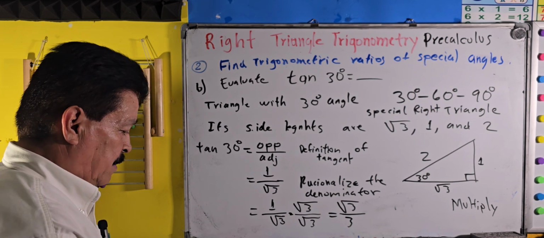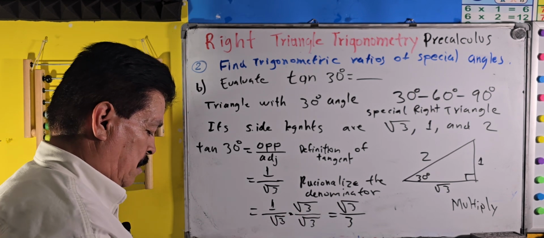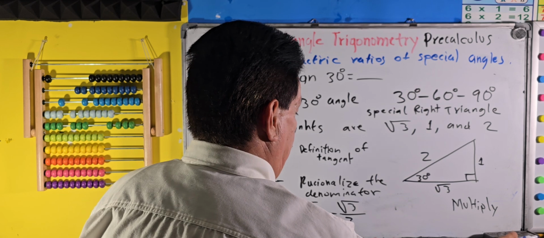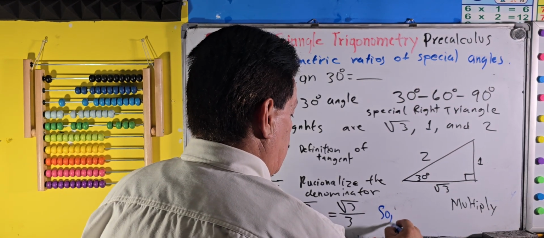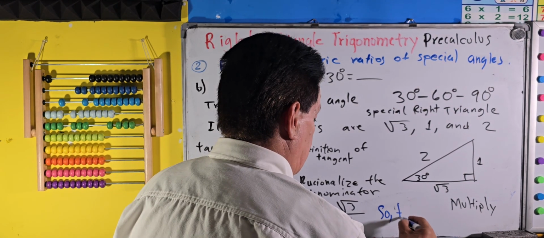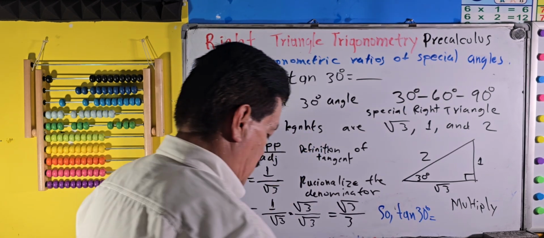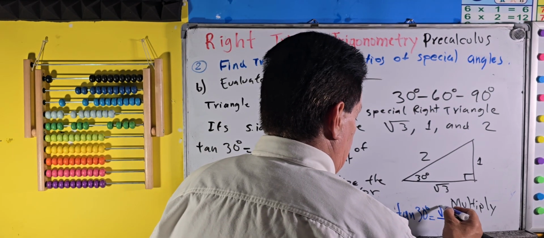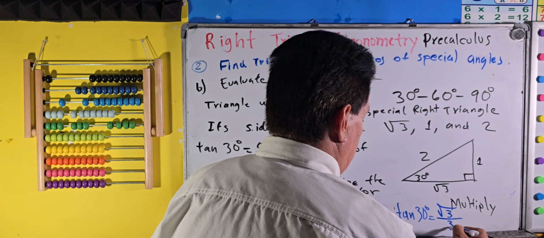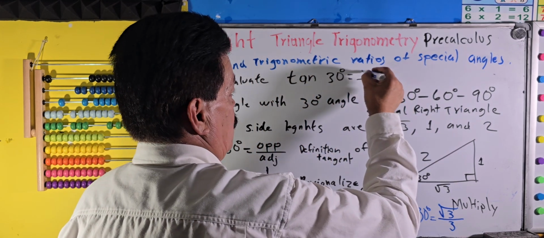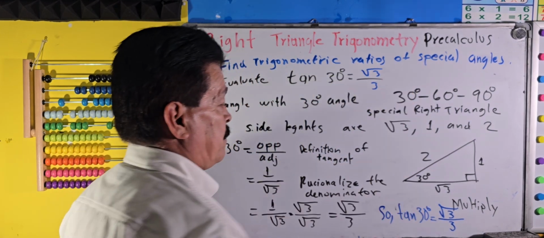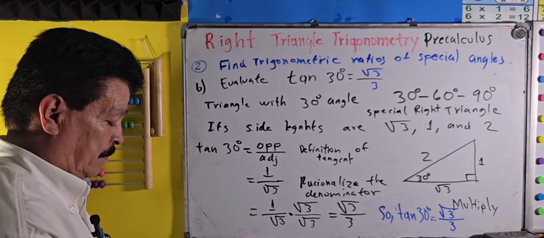So the answer, that's the answer. So tan of 30 degrees is equal to the square root of 3 divided by 3. Okay, square root of 3 divided by 3. See, that's it.